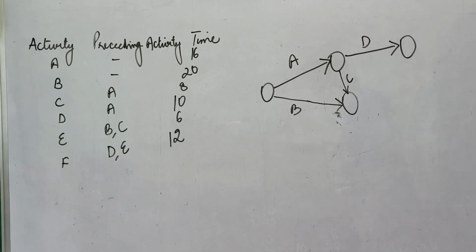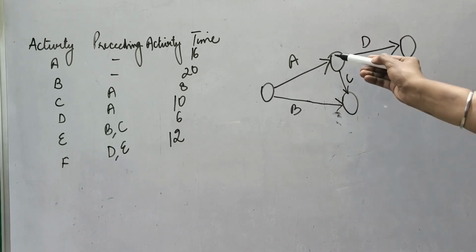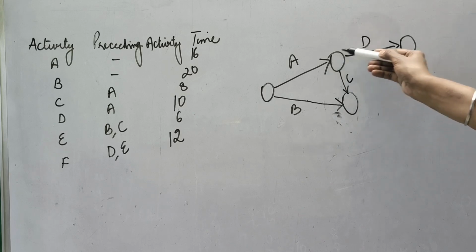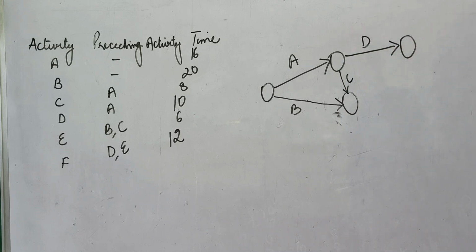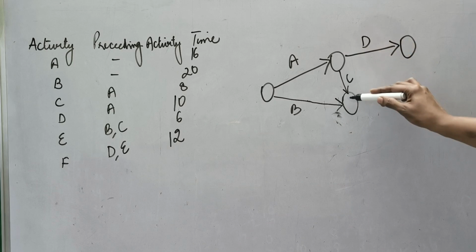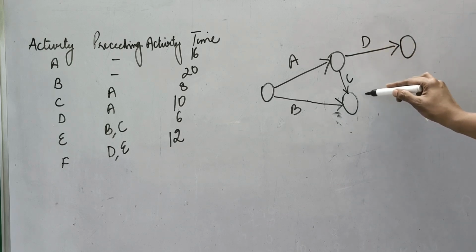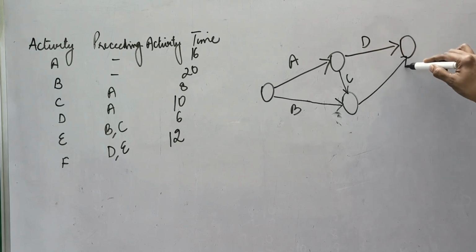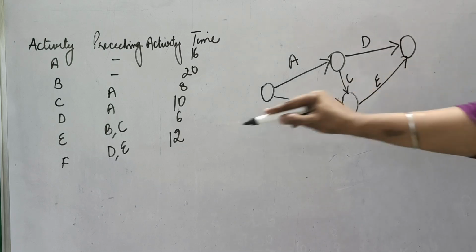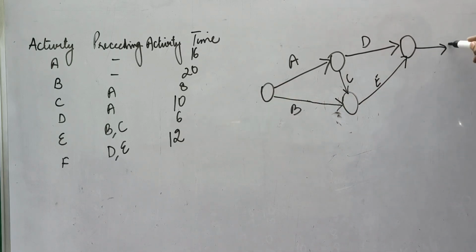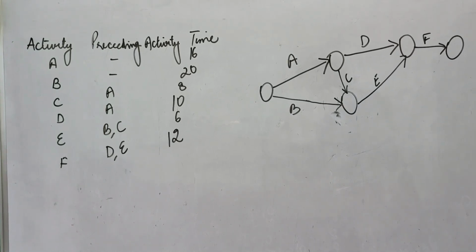This is how I can design it, right? Now from A I have taken C, from A I have taken D also. After this, B and C are combining at this point and E event is coming up. D and E are combining, and from here F is coming up. So this is how my network will be designed. It is a very simple case.